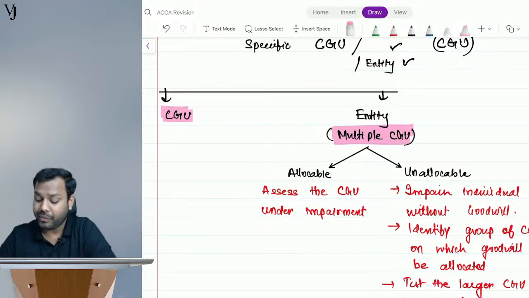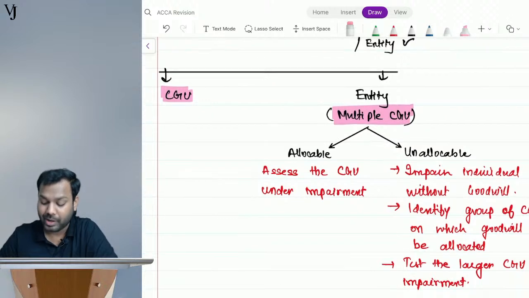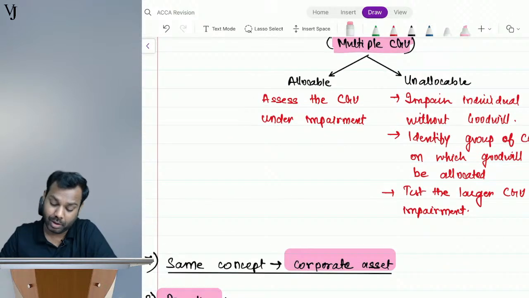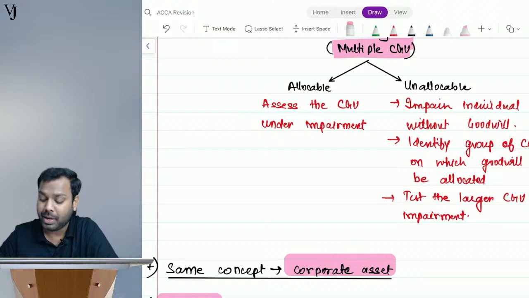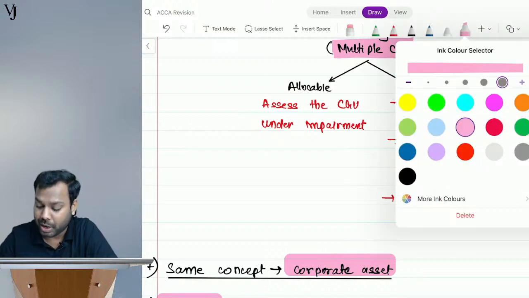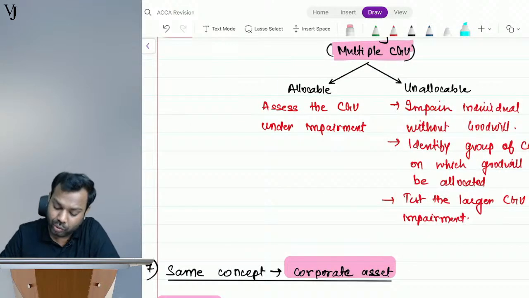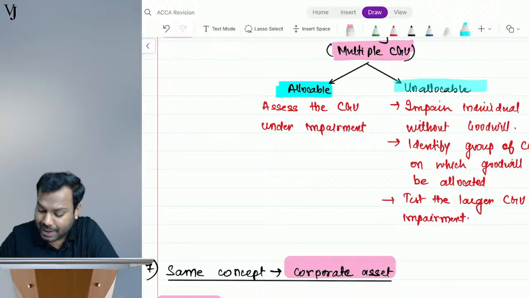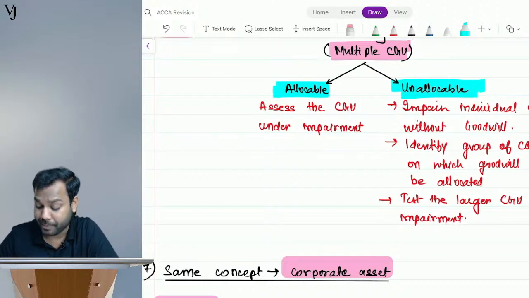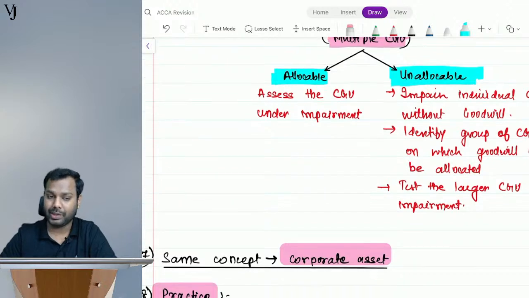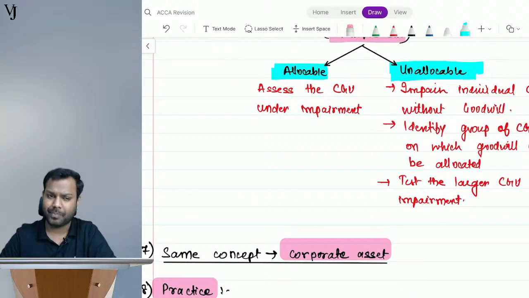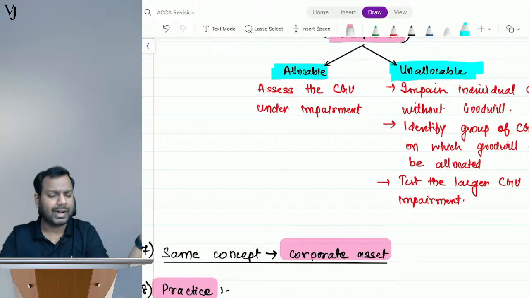Now, if the goodwill is for the whole entity that has multiple CGUs, it can be allocable, or it can be not allocable. It can be the case that goodwill can be allocated to each CGU, or it can be the case that it cannot be allocated. How will I do in these cases? If it is allocable, good. I will allocate to all the CGUs and test the individual CGUs for impairment.